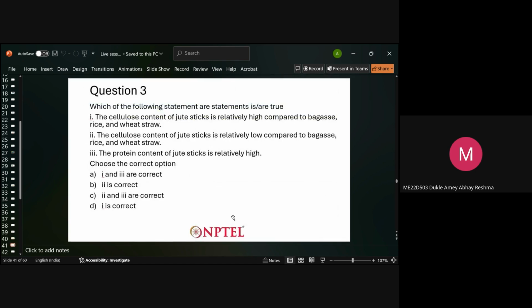Then this is a multiple-statement kind of question. We have to find out which of the following statements is true. One: cellulosic content of jute straw is relatively high compared to bagasse, rice, and wheat straw. Two: the cellulosic content of jute sticks is relatively low compared to bagasse, rice, and wheat straw. Three: the protein content in jute sticks is relatively high. For the correct option, either one or three are correct, two is correct, two and three are correct, or one is correct. So the answer is one is correct.